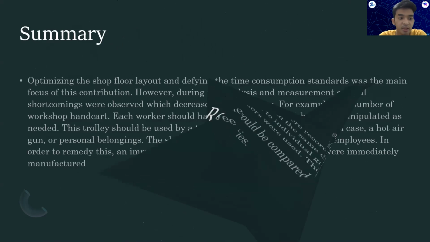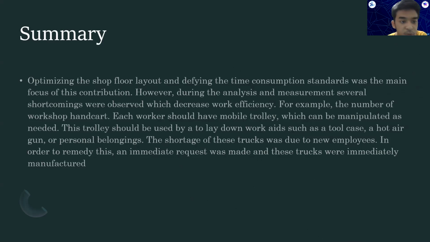And then, summary of the research. Optimizing the shop floor layout and defining the time consumption standards was the main focus of this contribution. However, during the analysis and measurement, several shortcomings were observed which decreased work efficiency. For example, the number of workshop hand carts. Each worker should have a mobile trolley which can be manipulated as needed.